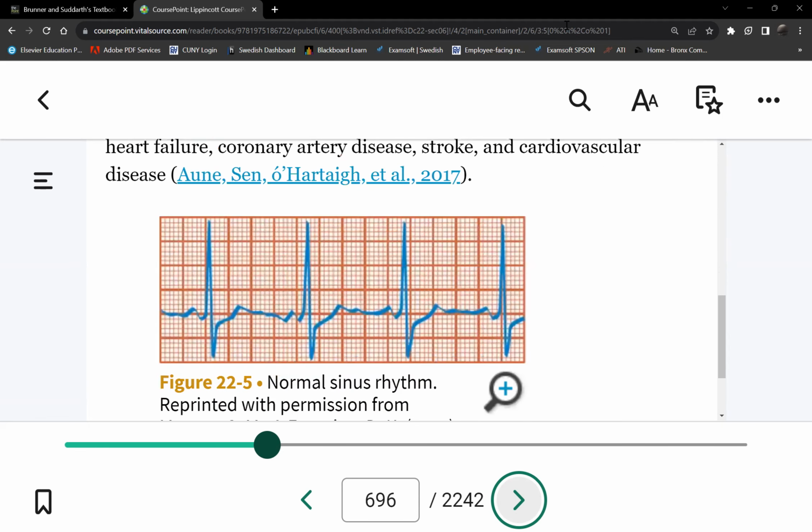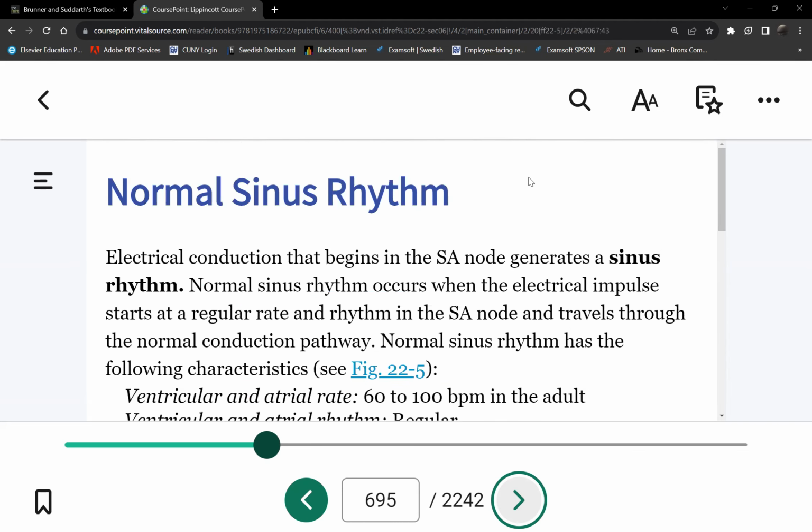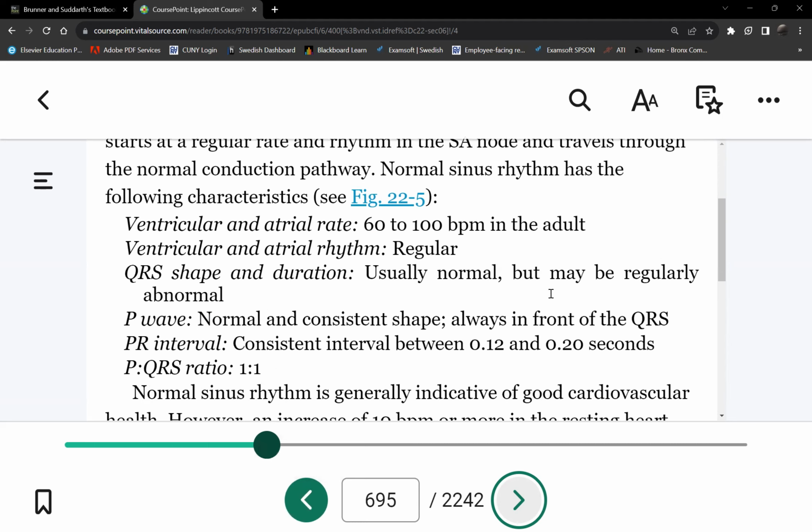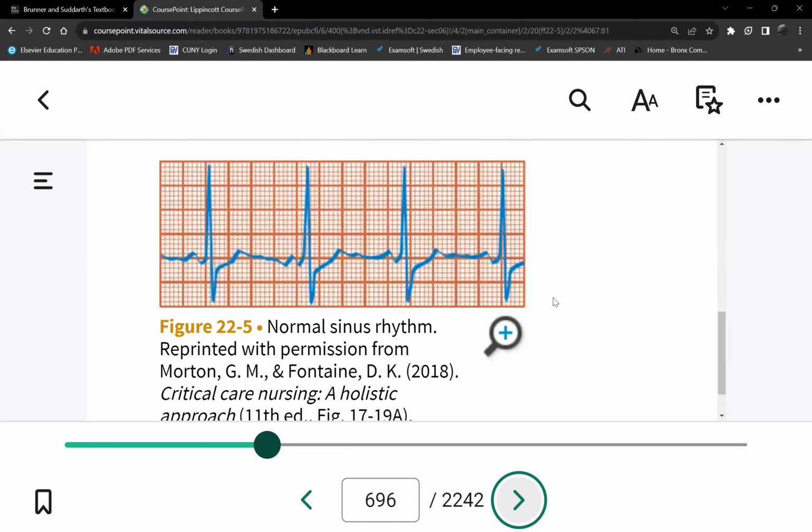And this is what it looks like. The one we saw earlier, was it also normal sinus rhythm? The one we practiced on for the heart rate? Yes. Okay, so I can either use that strip or this strip. You know that it is normal sinus rhythm.